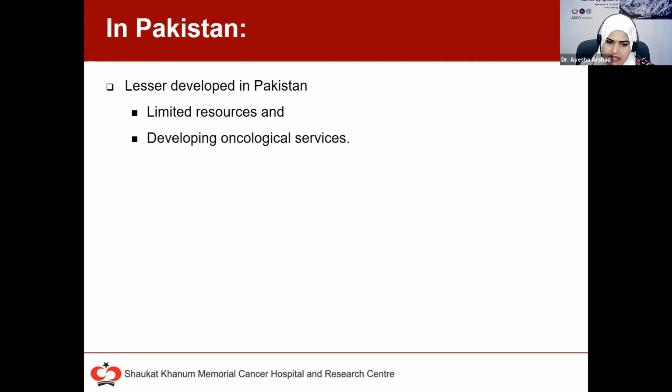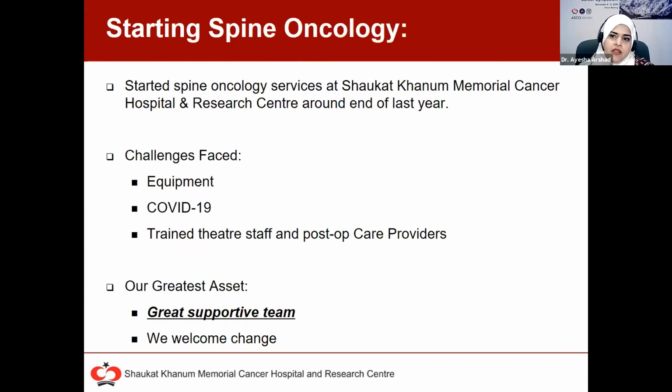So keeping that background in mind, when I came back from my fellowship in UK last year, in October, I started working at Shaukat Khanum Memorial Hospital and Research Center. I had it in my mind that we wanted to start the spine oncology services. Although spine surgeries were being done here, we wanted to establish this as a proper service, and we wanted it to be more frequent and more available.